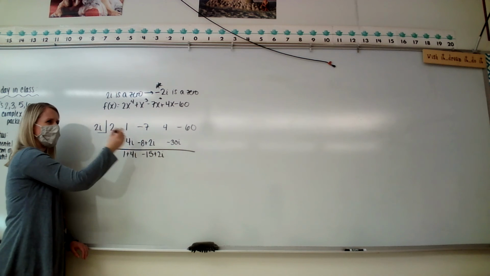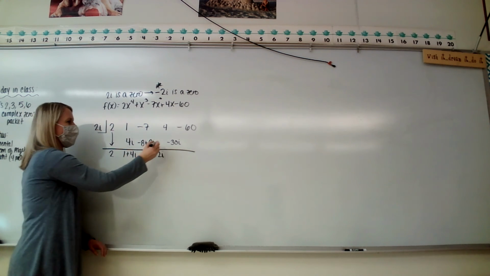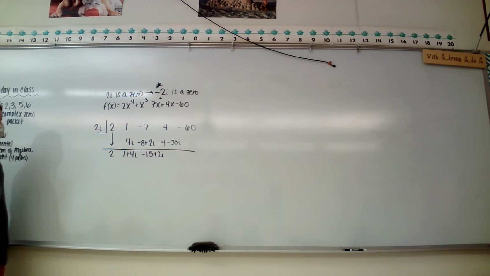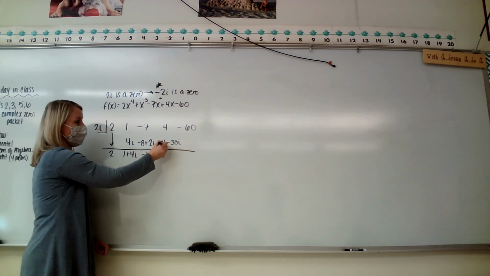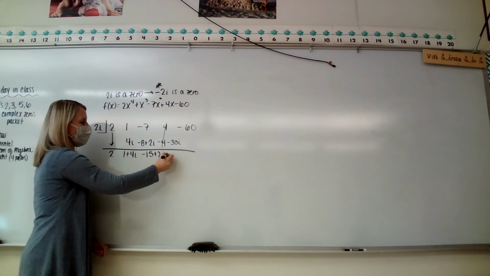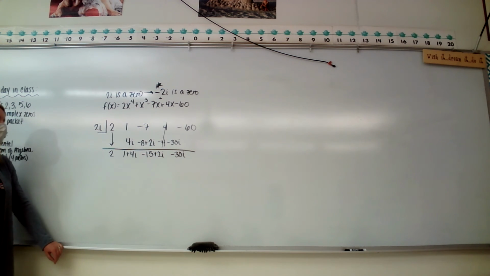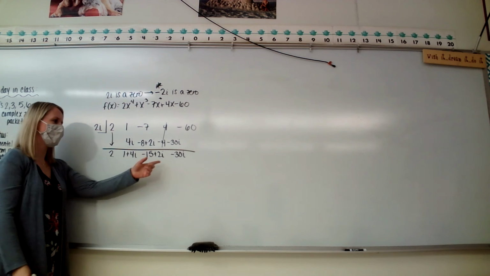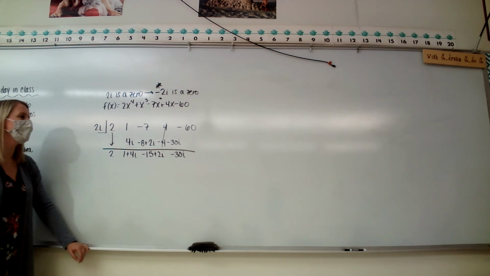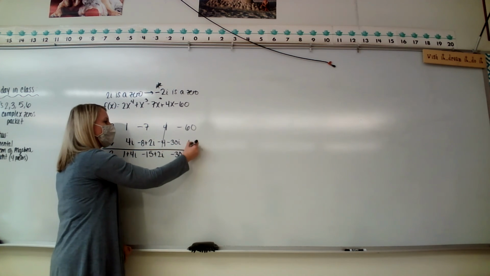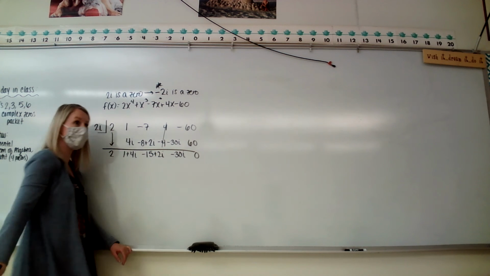2i times 2i is 4i squared, which is negative 4. Okay. Oh, well, 4 plus negative 4 is 0, so those cancel, and I'm just left with negative 30i. And then last but not least, 2i times negative 30i would give me negative 60i squared, but the i squared is also negative, so that would turn to positive 60 with a remainder of 0.